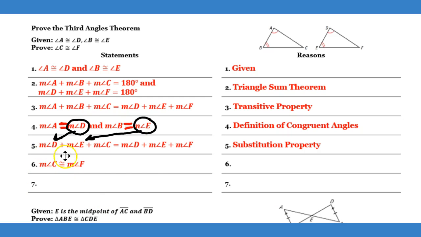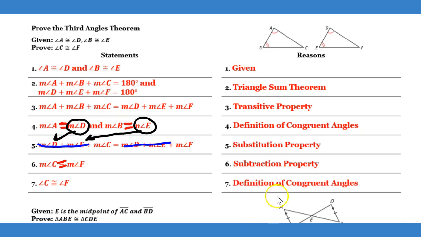So now, notice I've got the same measurements, the same angles on each side. So they kind of cancel each other out. So that's my subtraction property of equality. And now I know that the measure of angle C is equal to the measure of angle F, and again, that should have been an equal sign, sorry. Therefore, angle C is congruent to angle F. And that's the definition of congruent angles.